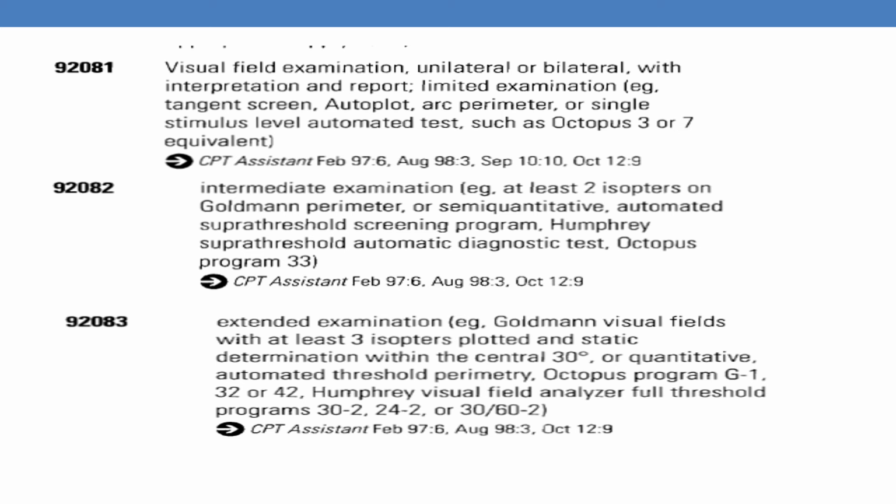92083. For limited visual field examination, the CPT is 92081. For intermediate, it is 92082, and for extended visual field examination, it is 92083.